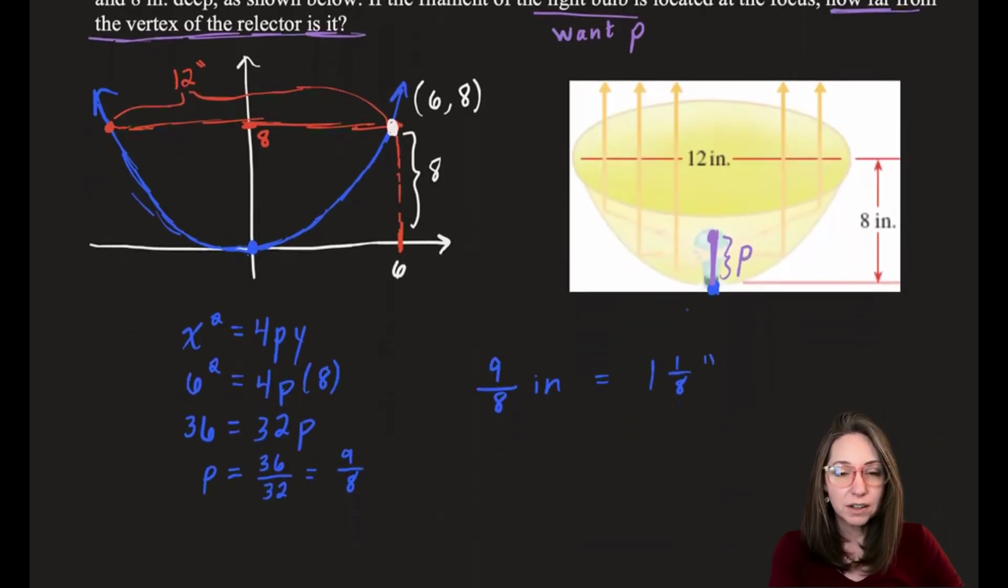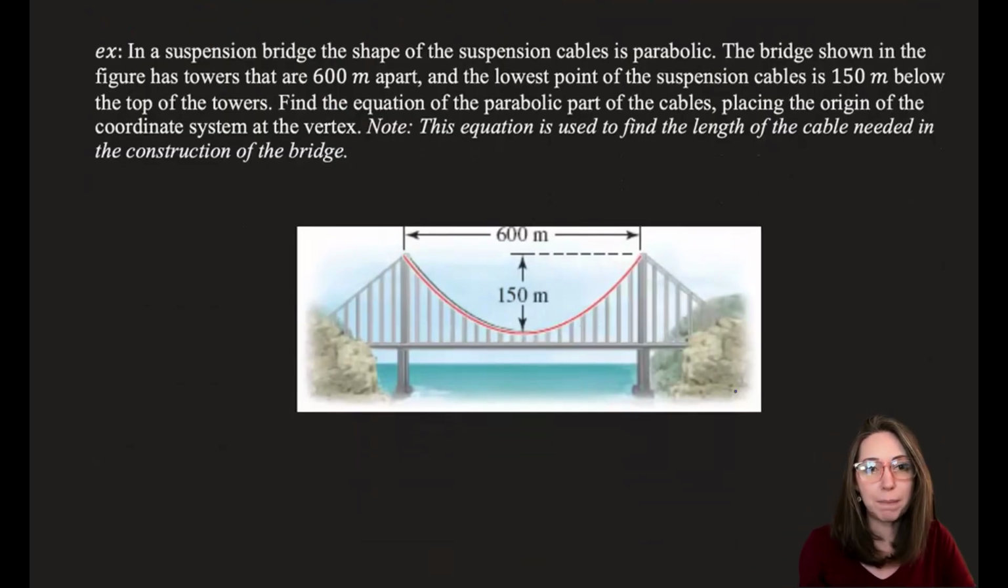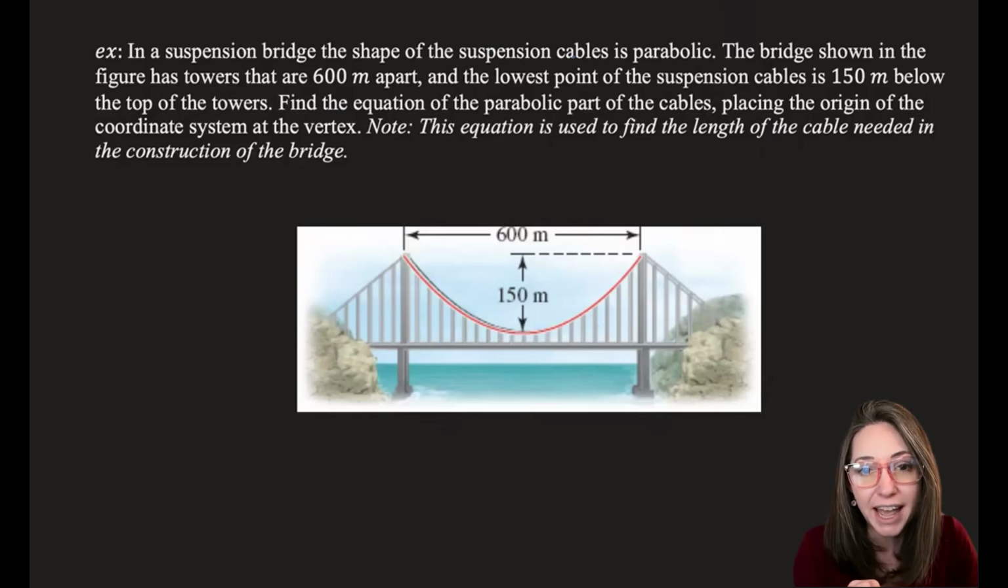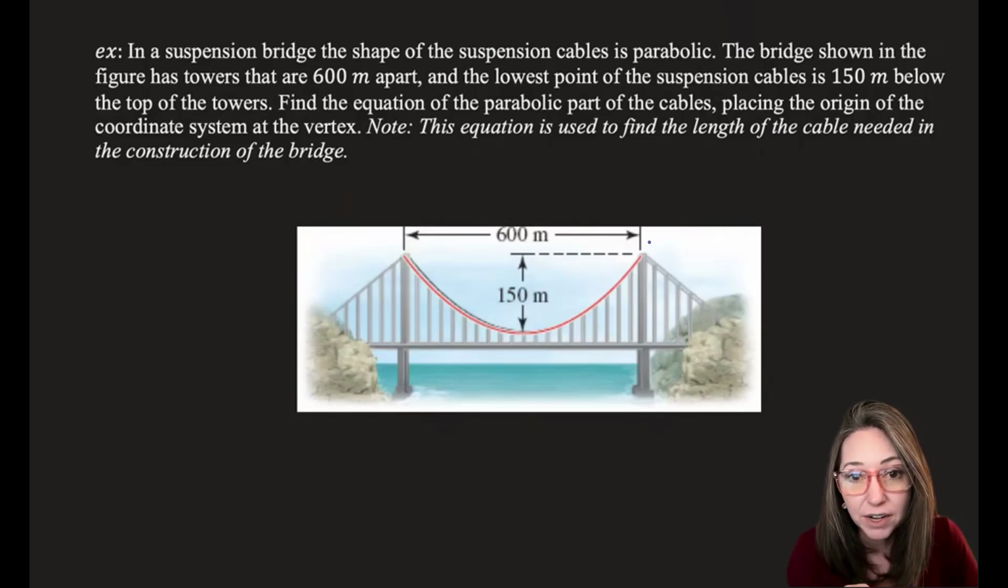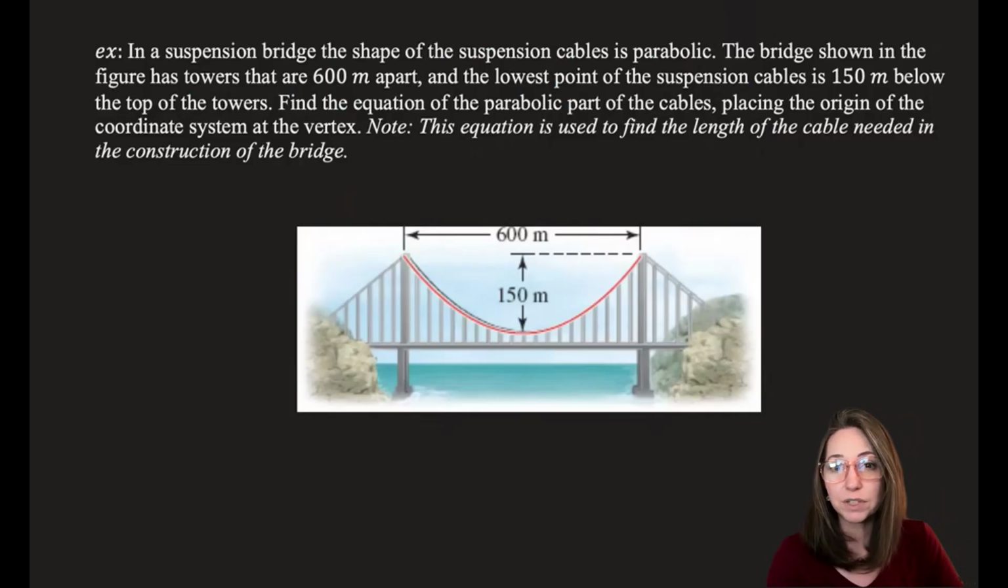All right, we'll look at one more little example, and that is that of a suspension bridge. In a suspension bridge, the shape of the suspension cables is parabolic. Okay, we have a cable right there. The bridge shown in the figure has towers that are 600 meters apart, and the lowest point of the cables is 150 meters below the top of the towers. Find the equation of the parabolic part of the cables, placing the origin of the coordinate system at the vertex. Note that this equation is used to find the length of the cable needed in the construction of the bridge.